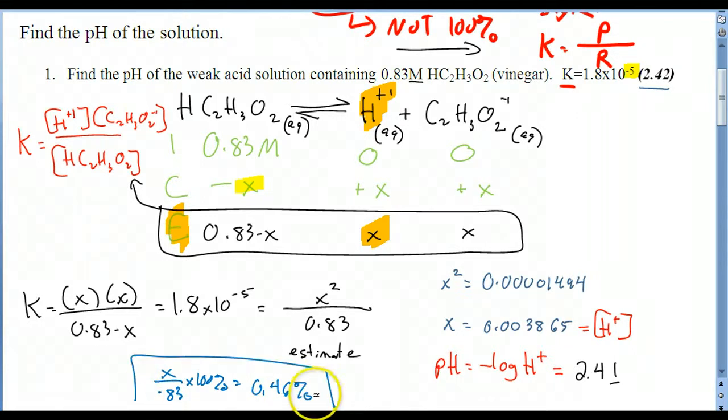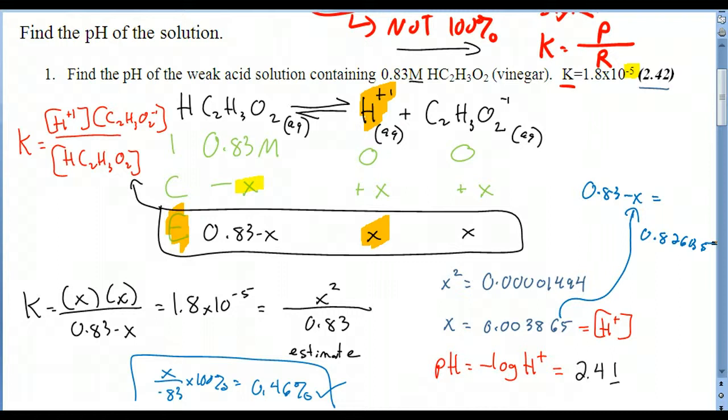And so at certain levels, you'd have to actually verify that the estimation was okay. You can also subtract here and do 0.83 minus X, and now actually substitute the X value in. You get 0.83 minus 0.003865, and you get 0.826135. Rounding that to proper sig figs, you keep the number of decimal places, 2, so that rounds up to 0.83, and that's actually the same as what we estimated it to be.